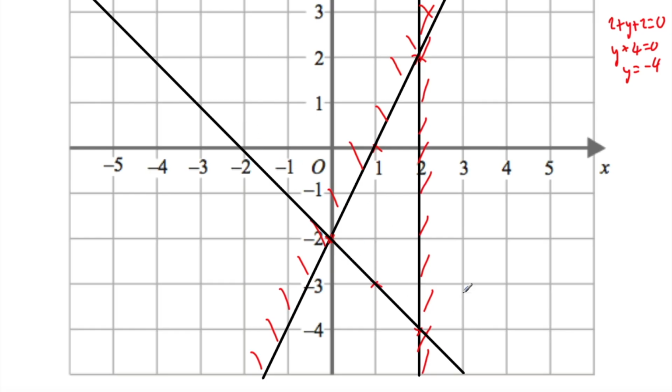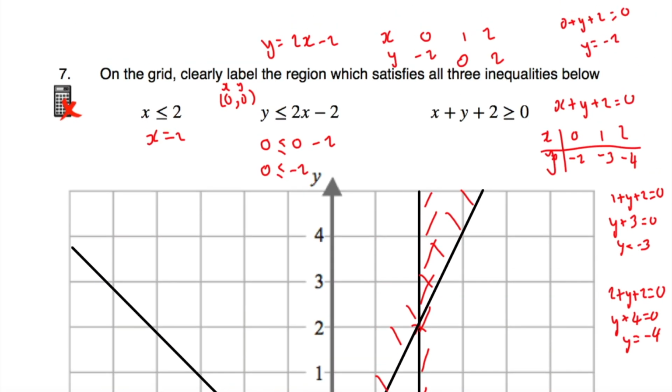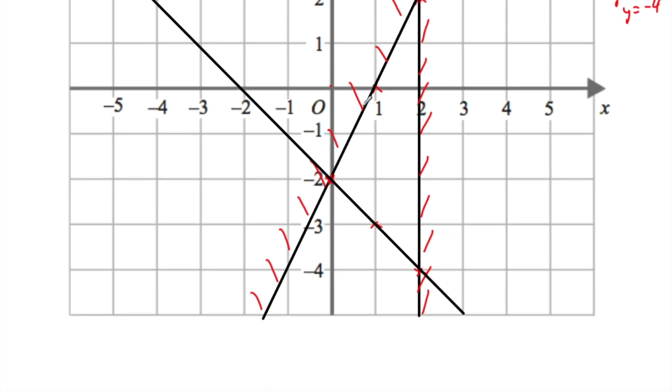Now we need to figure out what side we're going to accept and what side we're going to reject. So let's choose a point that's not on the line. I'm going to choose the origin again. The origin's not on that diagonal line. So let's go back up here and choose the origin, which is the point 0, 0, with the x coordinate of 0 and the y coordinate of 0, and let's substitute them in. So 0 plus 0 plus 2 is bigger than or equal to 0. Well, 2 is bigger than or equal to 0. So yes, that would work. So that means the origin is on the side we want to accept.